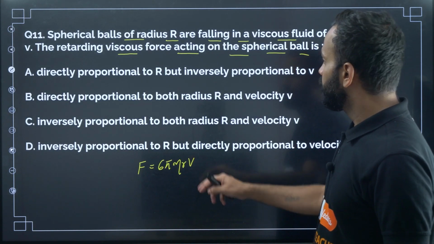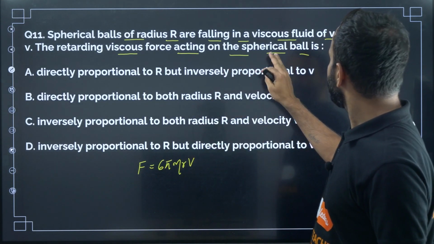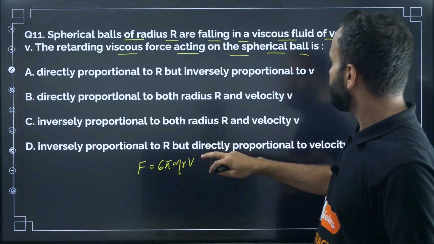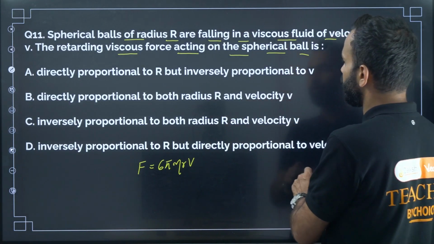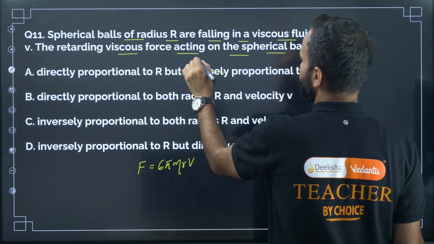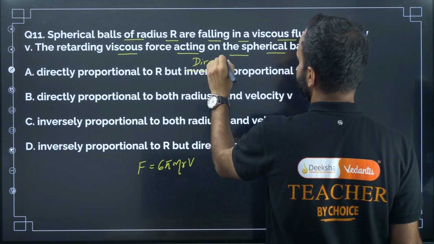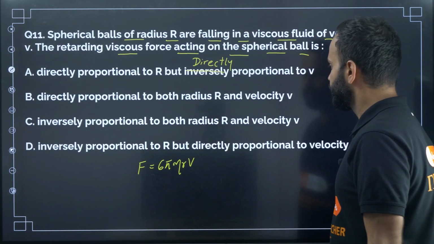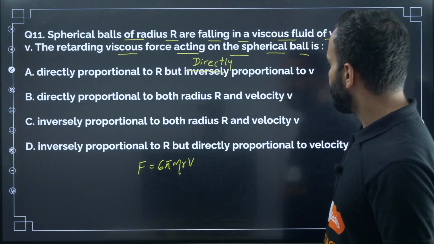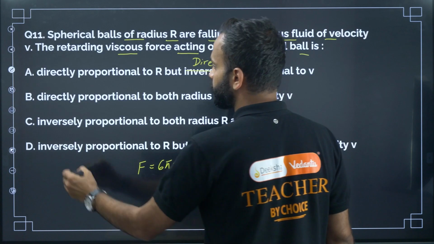Let's check each option. The viscous force acting on the spherical ball is directly proportional to r but inversely proportional to v. Wrong. It is also directly proportional to v. So option A is wrong. Directly proportional to both radius r and velocity v. Correct.